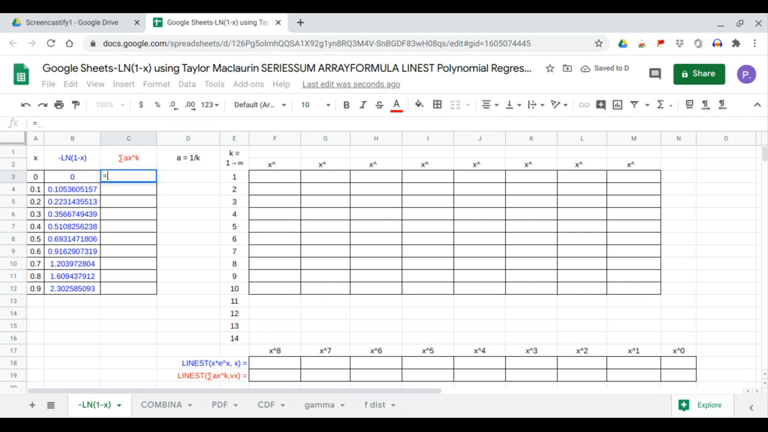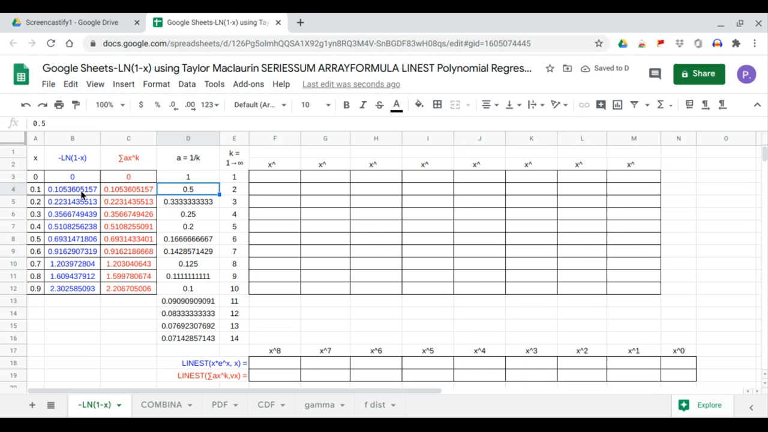And we generate the Taylor-Maclaurin series sum, array formula, series sum of the x values, raised to the power starting from 1, incremented by 1, and the coefficient will be this range. Next, we work on the coefficient, which is array formula, 1 over k. So this will match our data set, almost match to our estimate approximation.